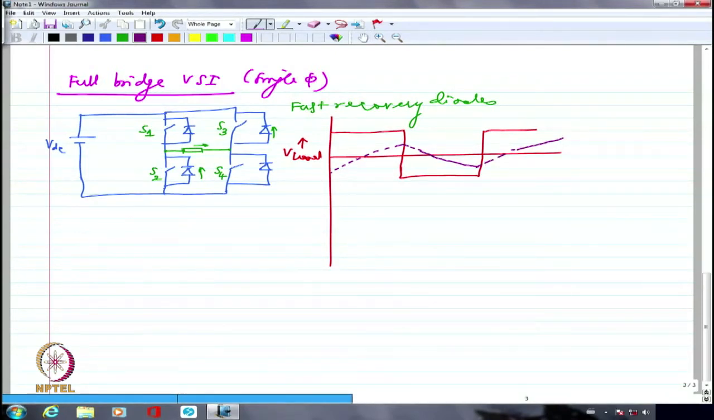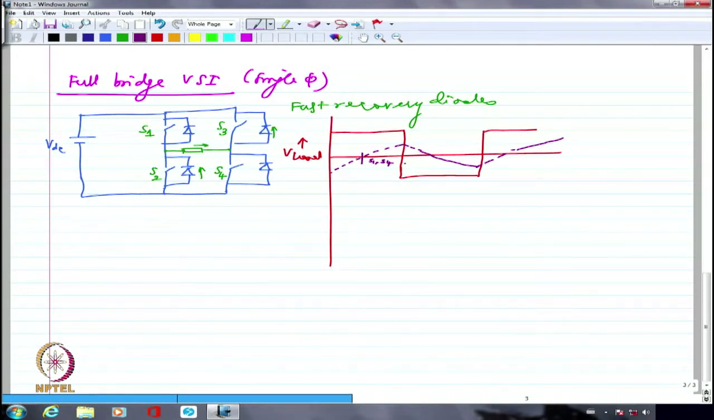So during this duration, I am going to have S1 and S4 both conducting, right? That's why the current is also positive and voltage is also positive, which means the power is flowing from the DC side into the AC side. The power is positive. When voltage as well as current are positive, it is being consumed by the load, right? That's why the current is increasing.